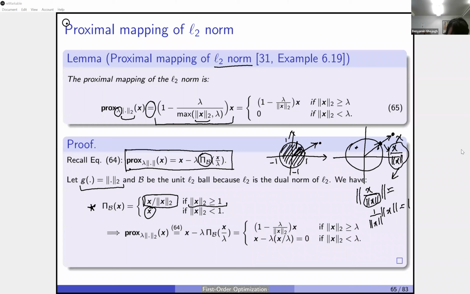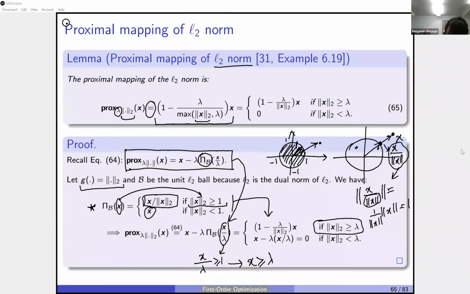Okay, now let's use it. I'm using it here. I'm saying that x minus lambda times this, and what is this? We just talked about it. So when the norm of x over lambda is greater than or equal to 1, in other words, when the norm of x is greater than or equal to lambda, then we have this 1 minus lambda over the norm of x.